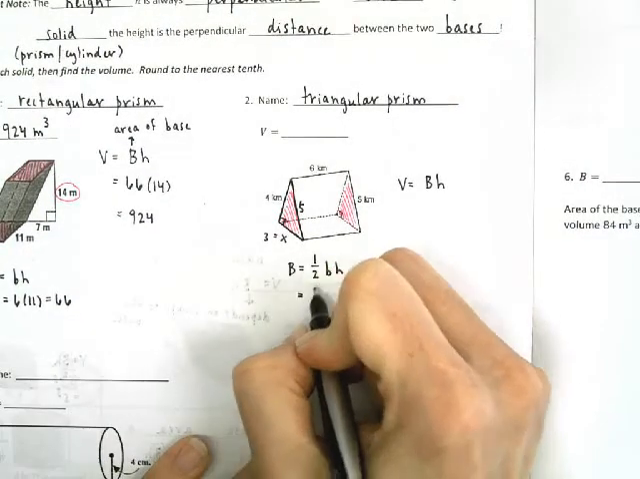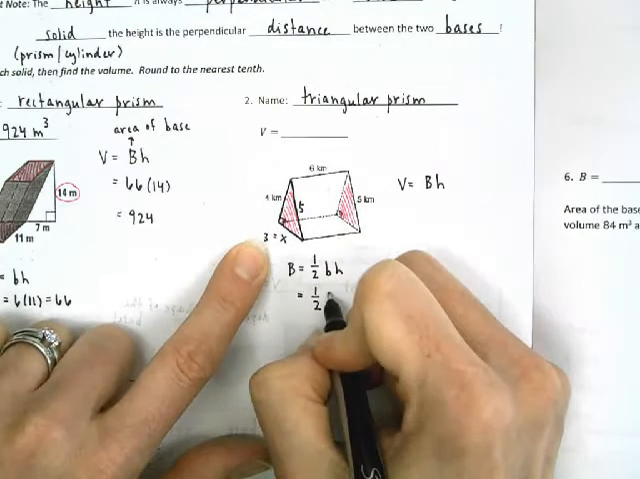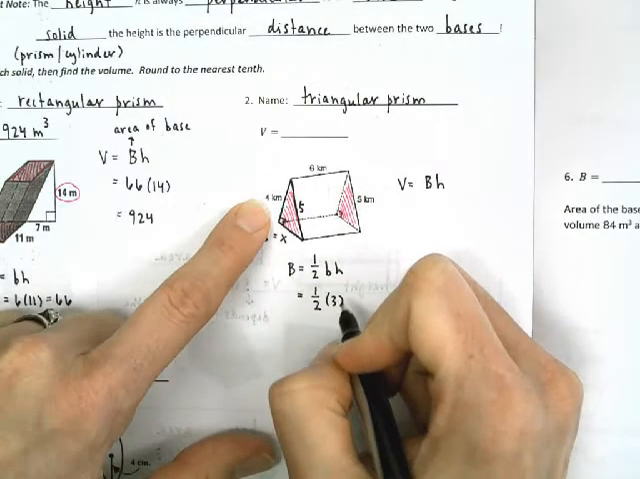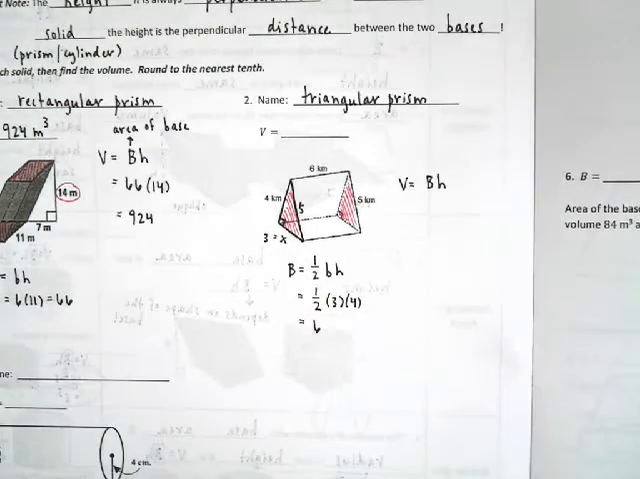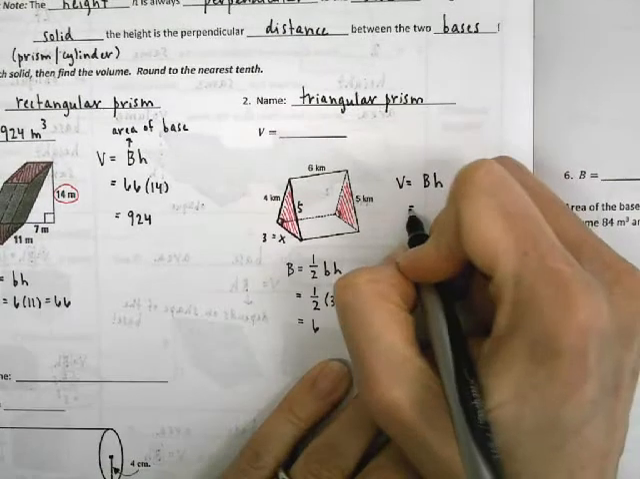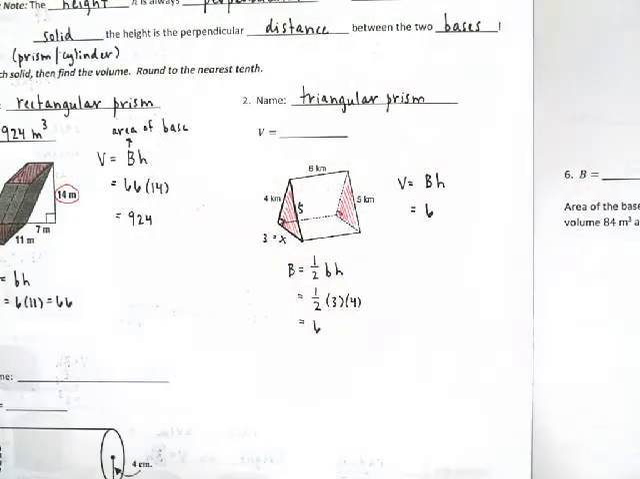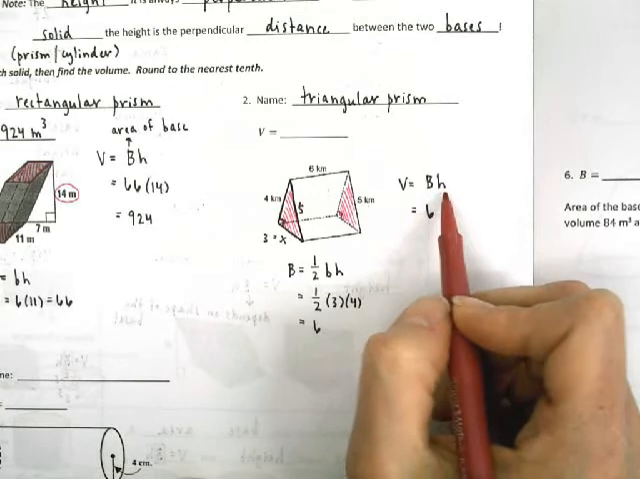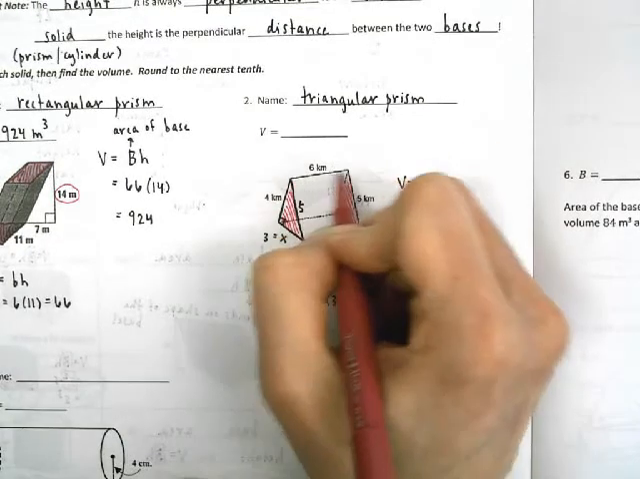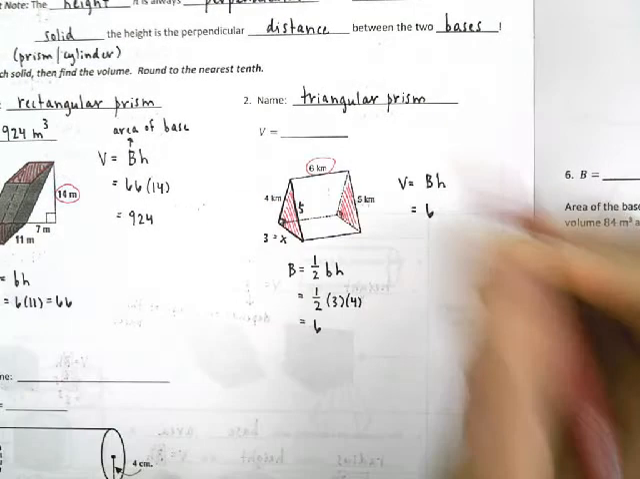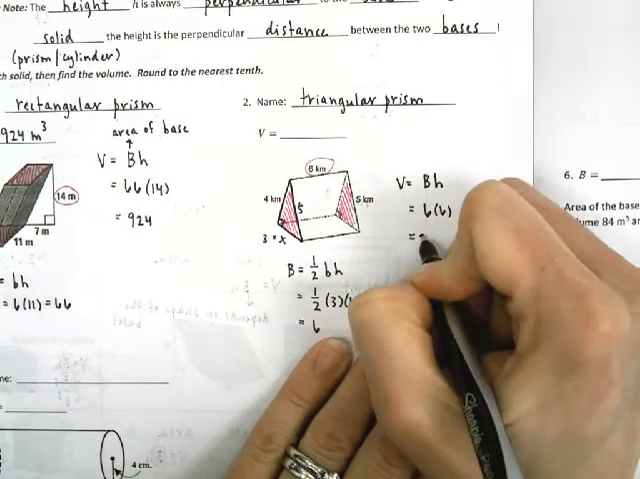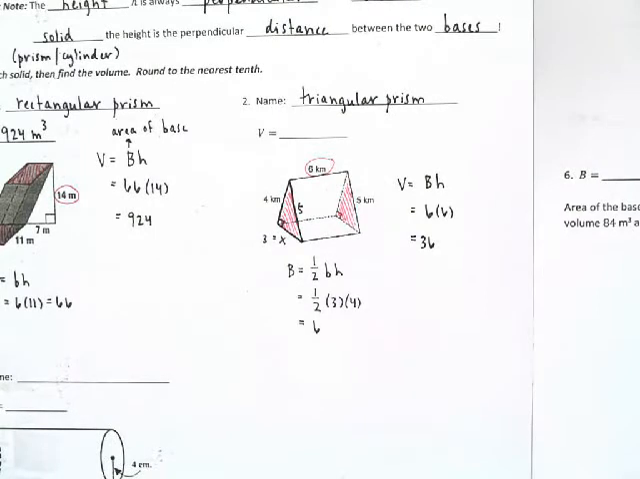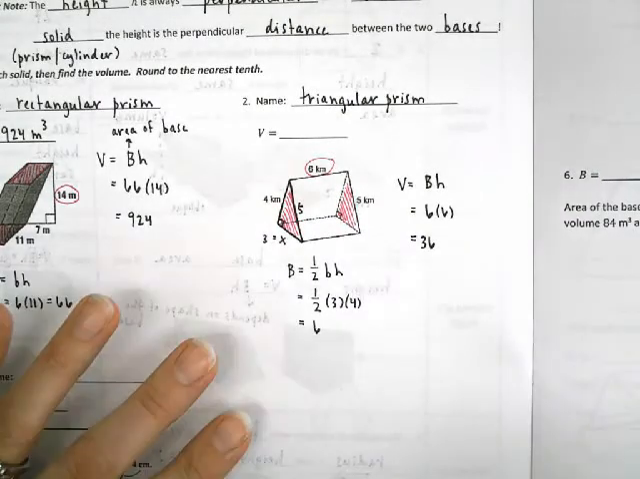So now I can do 1/2. The base of my triangle is 3. The height of that triangle is 4. And so I have an area of my base of 6. So now that gets substituted up here, 6. The height of my prism is the distance between those two bases, which is this 6 here. So I'm going to multiply it by 6, and I get a volume of 36. And that's going to be 36 cubic kilometers.